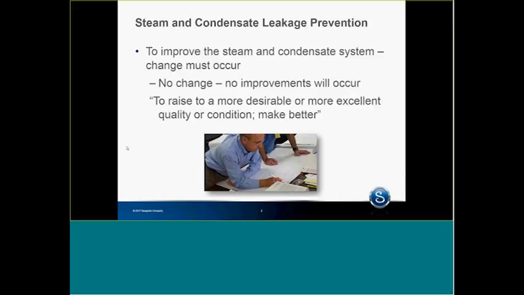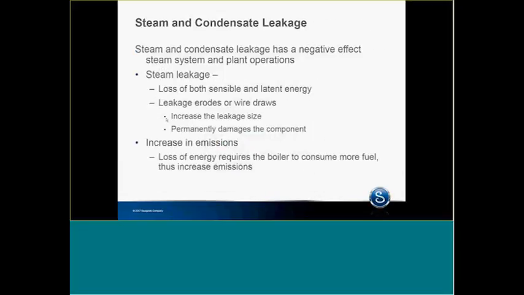And I give people an example. I have an iPhone 5 and I'm going to upgrade to iPhone 6. So in my daily life, I change to improve what I can do as a support engineer to the world. And the same thing in plant operation. We need to change. If there are no changes done, then no improvements will occur.